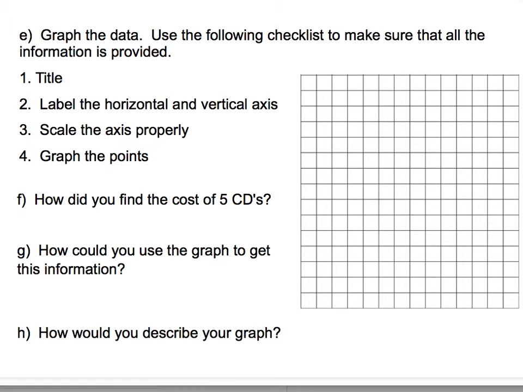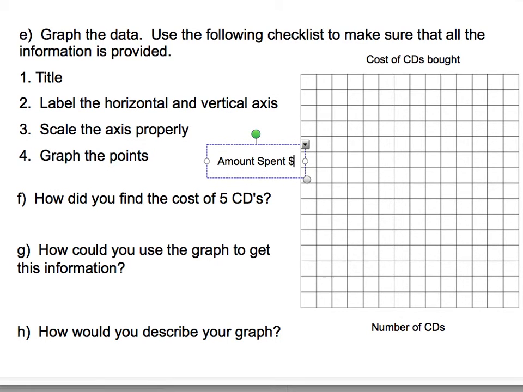Now let's graph the data. So first of all, we have to talk about a title. So cost of CDs bought. Okay, so that's a good title. Okay, label the axes. So we need to put number of CDs down here. And there are no units because the number of CDs doesn't have a unit. But amount spent, we need to put in dollars because we need to put the units for money. Okay, so I'm just going to flip that around so I can show you guys there.